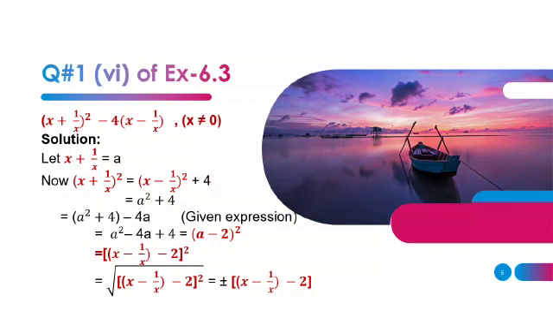sorry, x plus 1 over x. You can write it x plus 1 over x, sorry. So in this way you will get the answer (x plus 1 over x minus 2) whole square, and then you can take the square root, which is the answer.